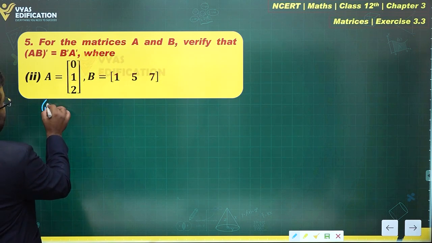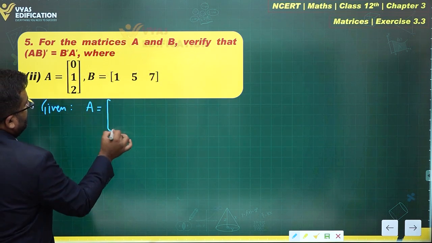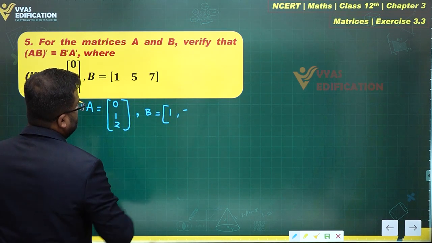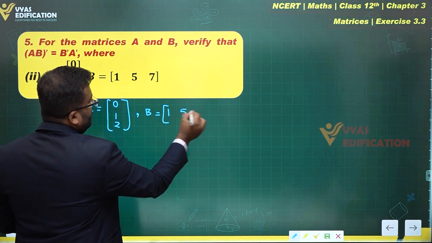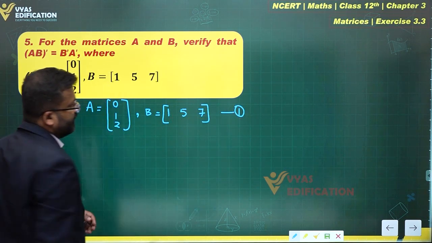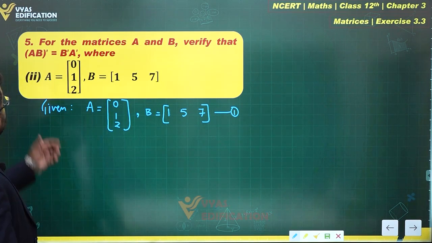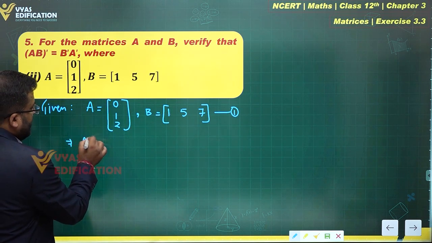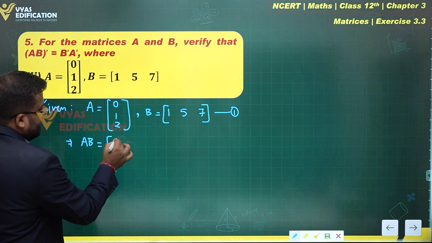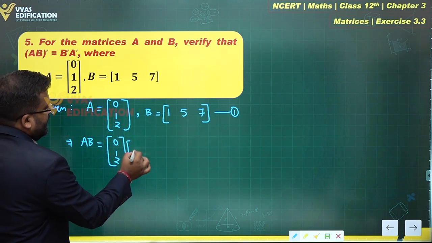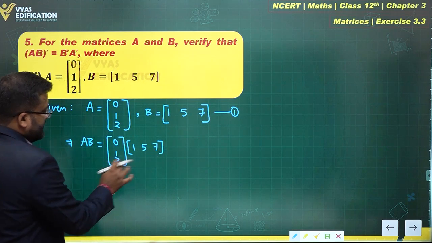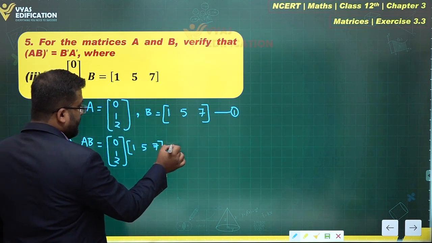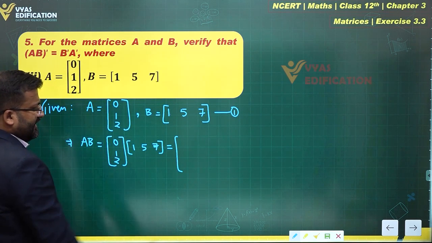What we have over here is given A equals 0, 1, 2, B equals 1, 5, 7. Let's call this statement 1. Given these two matrices, we are supposed to find the product AB. Let's find the product AB then. This implies AB can be written as 0, 1, 2 multiplied with 1, 5, 7. Now this is a 3 by 1 matrix, this is a 1 by 3 matrix. The product exists and the final order of the matrix would be 3 by 3. That's what you can observe.